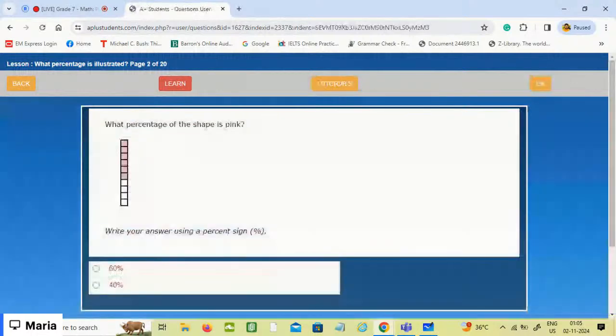What percentage of the shape is pink? You need to write down the answer in percentage form. 6 of them are pink, right? So 6 divided by 10, you have to multiply it by the 100, right? So that would be 60% because you need to write the answer in percentage form. So that is 60%. Option number 1 is the correct option.